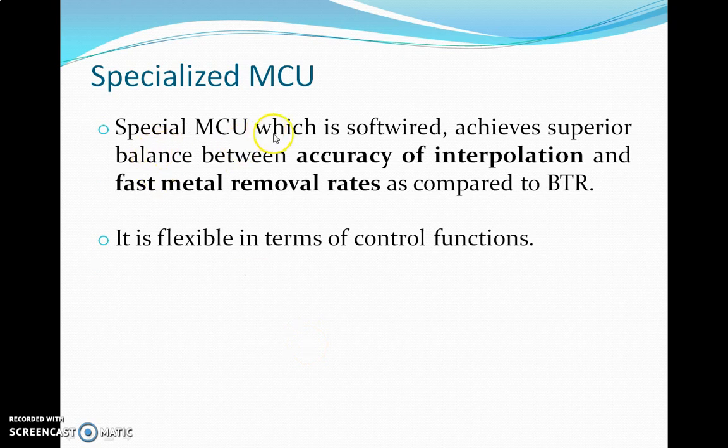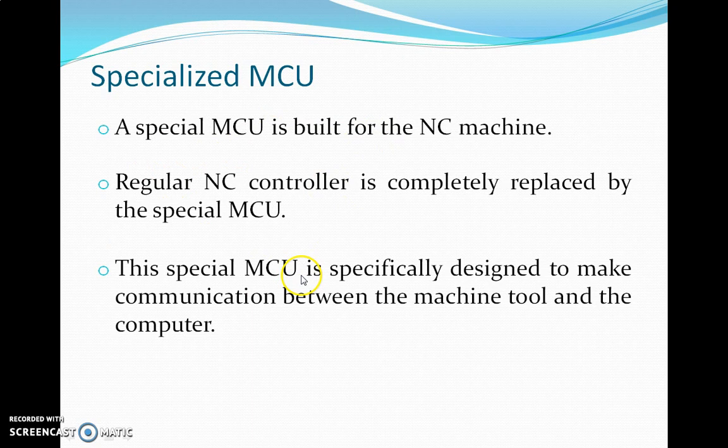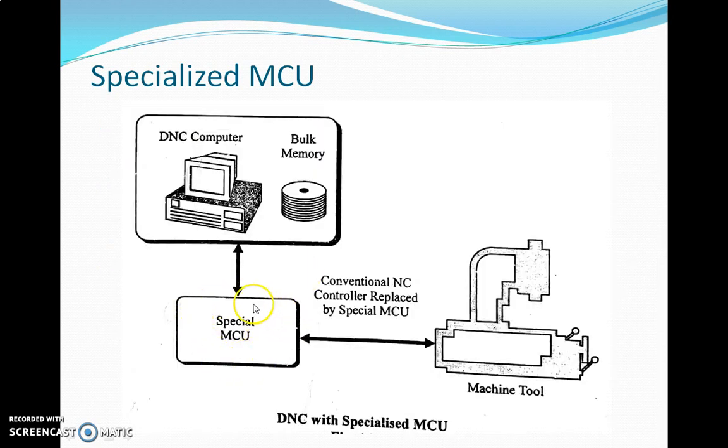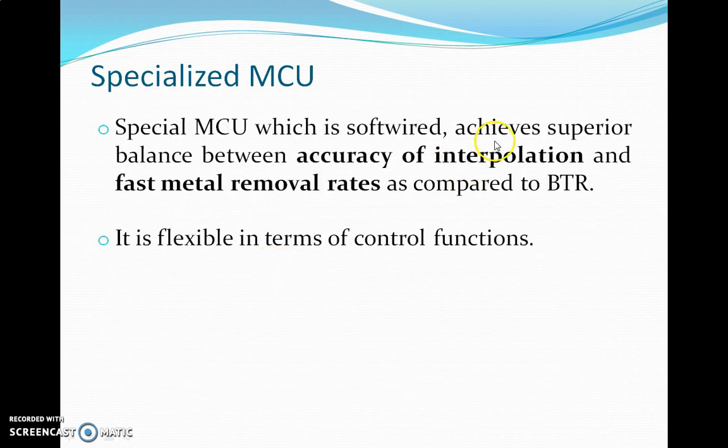The special MCU is soft wired. The MCU that we are talking about, the special MCU, is a soft wire system. That means there are very few electronic devices or printed circuit boards in the application, so I can control this MCU with software also. It achieves a superior balance between accuracy of interpolation and fast metal removal rates as compared to BRT.